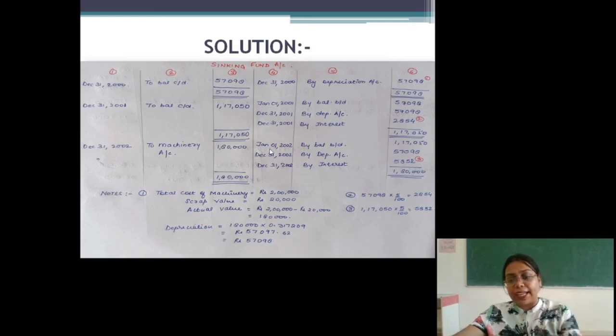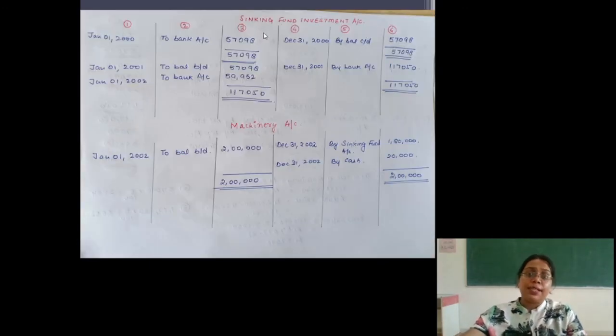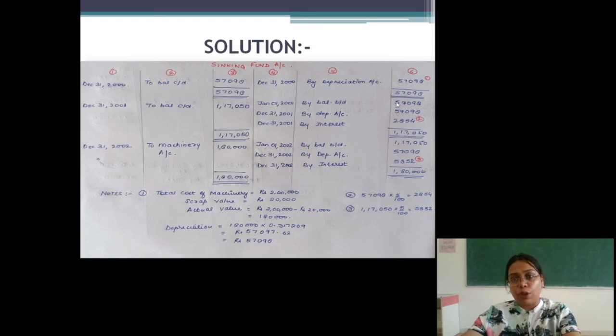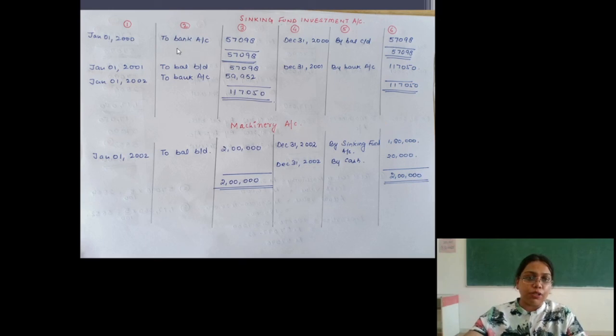to machinery account 1,80,000. Now the next step is to make the sinking fund investment account. In this case, again we will make the 6 columns: date, particular, amount. We will start from to bank account 57098 on January 1st, 2000. We will have to transfer the amount of depreciation that we have charged till date. So on January 1st, 2000, we will transfer the depreciation amount to bank account 57098.